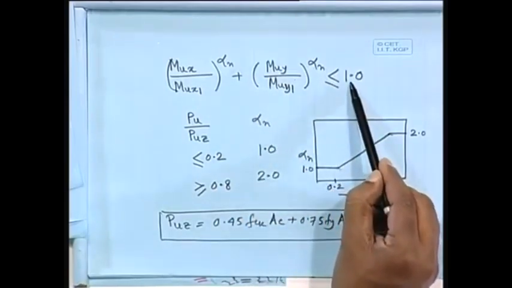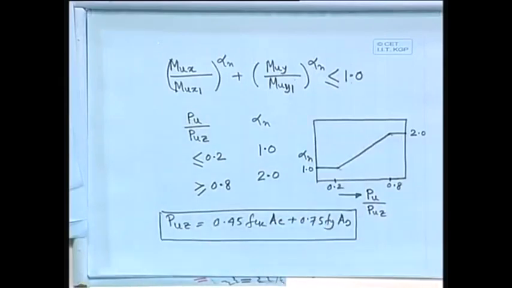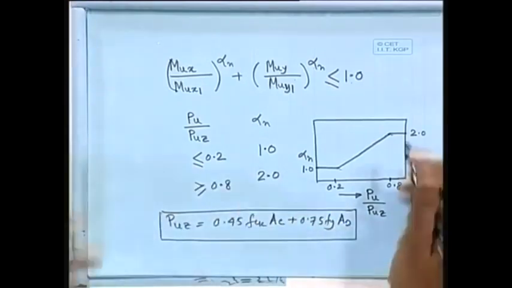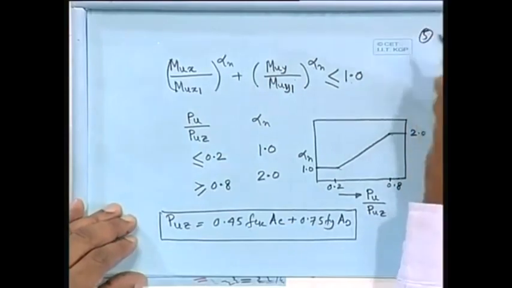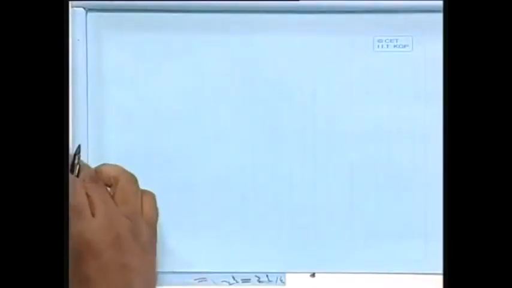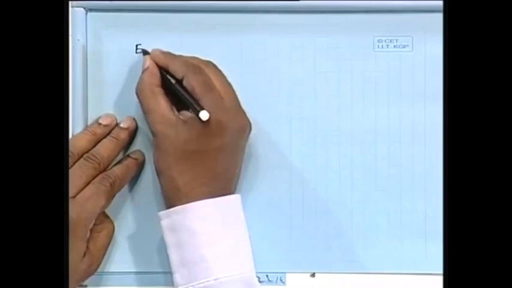If it is less than or equal to 1.0, then you just stop. Otherwise, again you have to change the section or percentage of steel, and then do your calculation again. That's all we do in biaxial bending. Okay. So I think we can try one very simple problem and find out. So let us take one example.